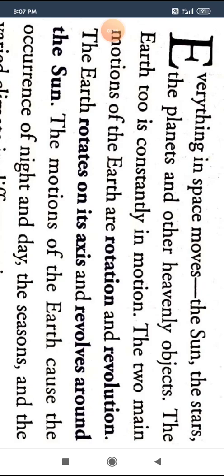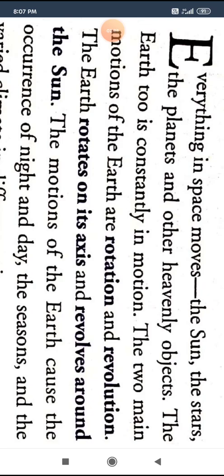Now, what is rotation? When the Earth rotates or moves on its axis, that is called rotation. The movement of the Earth on its axis is called rotation. And revolution is when the Earth revolves around the sun, when the Earth moves around the sun. That motion is called revolution.